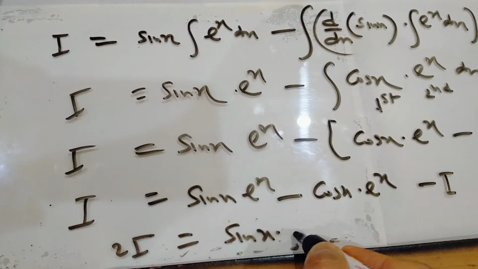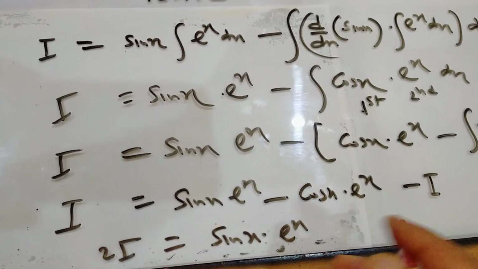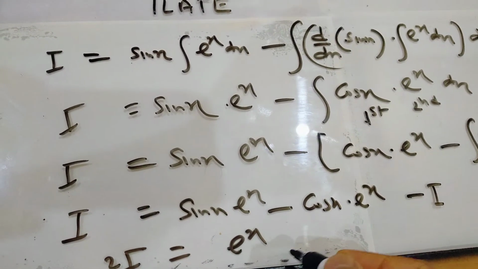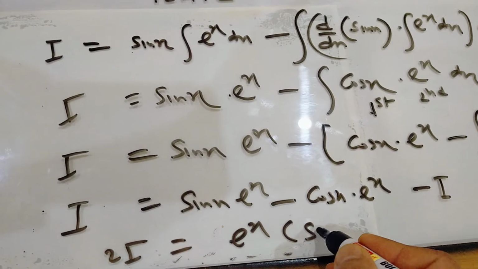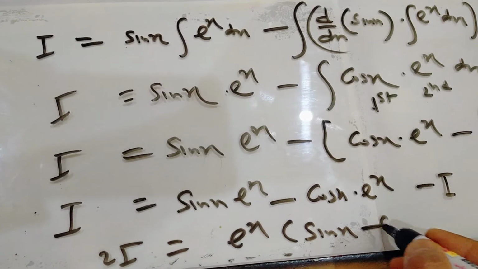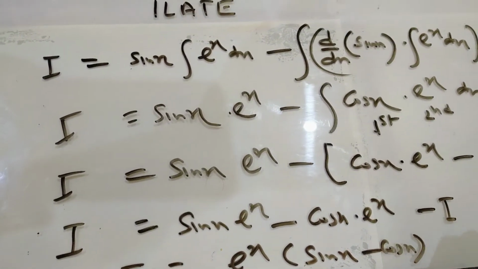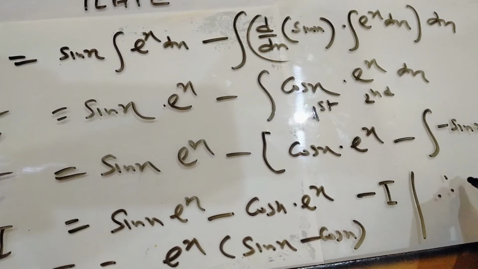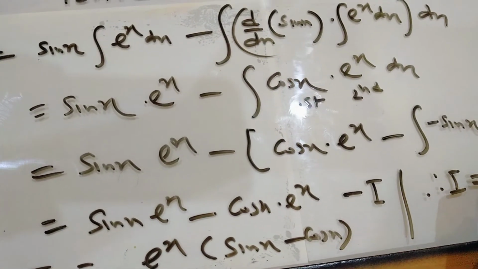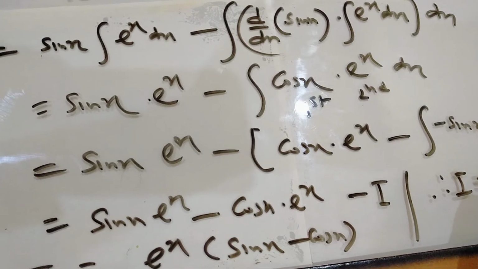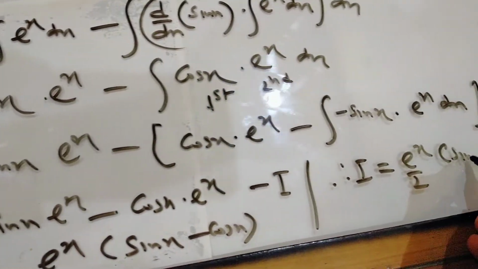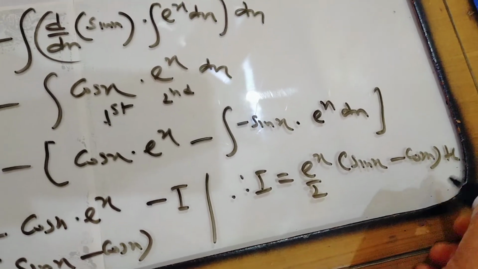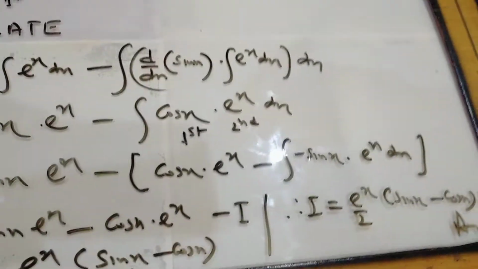sin x into e raised to the power x. In fact, you can take e raised to the power x common, so you will have e raised to the power x common times sin x minus cos x. Okay, and after that you can find I equal to e raised to the power x upon 2 times sin x minus cos x plus c. So this is your final answer, isn't it?